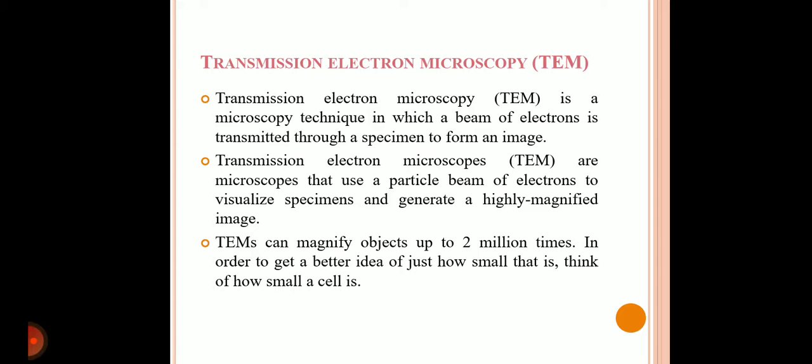An image is formed from the interaction of the electrons with the sample as the beam is transmitted through the specimen. The image is then magnified and focused onto an imaging device such as a fluorescent screen, a layer of photographic film, or a sensor such as a charge coupled device. This enables the instrument to capture fine details as small as a single column of atoms, which is thousands of times smaller than a resolvable object seen in a light microscope.